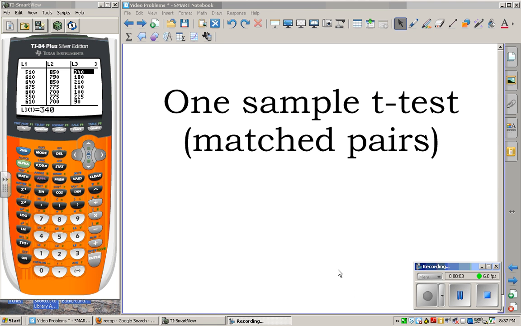Hello everyone, and it's time for us to talk about another example of what we did in class today: a one sample t-test for matched pairs.